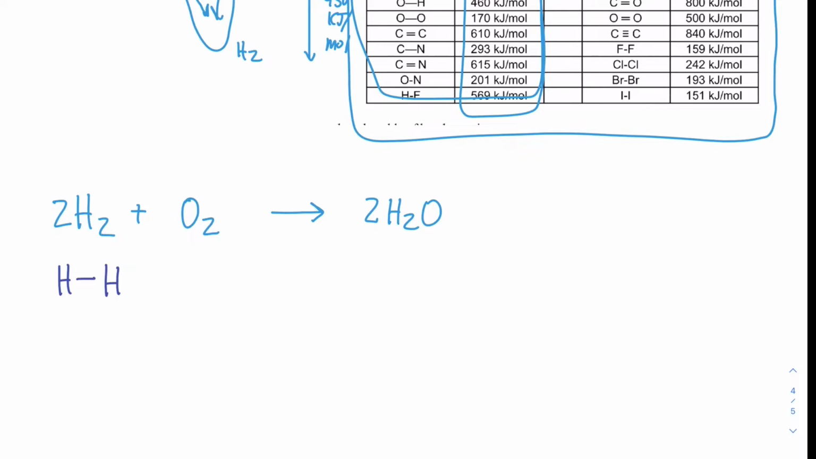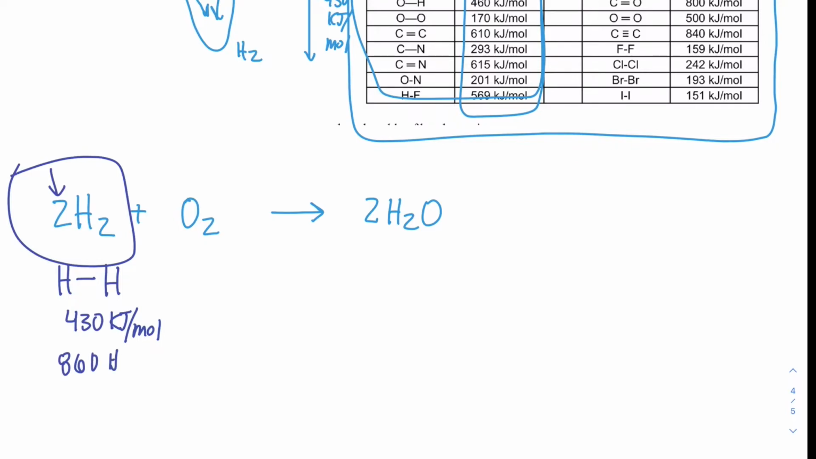H2 is 2 hydrogens bound together, and the bonding energy of this is 430 kilojoules per mole. And based on our balanced chemical equation, we have 2 moles. So the amount of energy for this here is 860 kilojoules, and multiplied it by 2. The next is oxygen. Oxygen is doubly bound. You should know that from being able to do Lewis dot structures. And if we find double bound oxygen, it is 500 kilojoules.